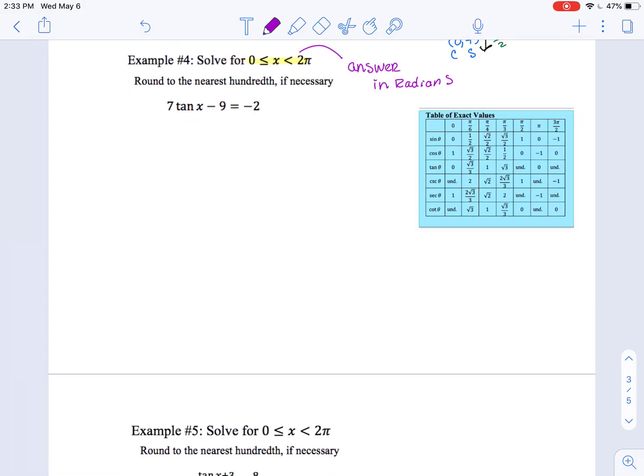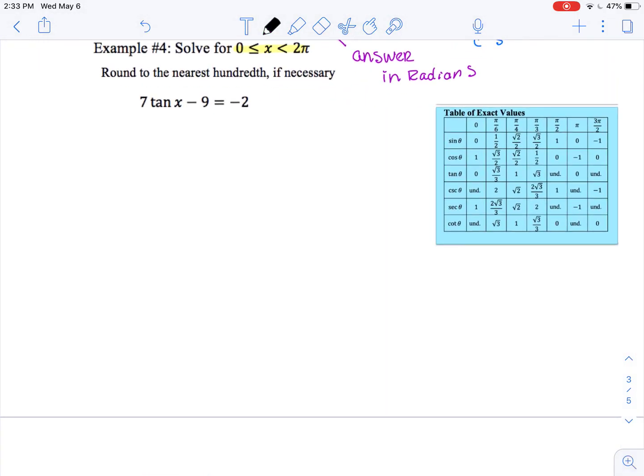So first thing we want to do is to get the trig ratio by itself. So I'm going to add 9 to both sides. So 7 tan x is equal to 7. Divide by 7, I'm going to be getting tan x is equal to 1. So that's what I'm trying to solve.